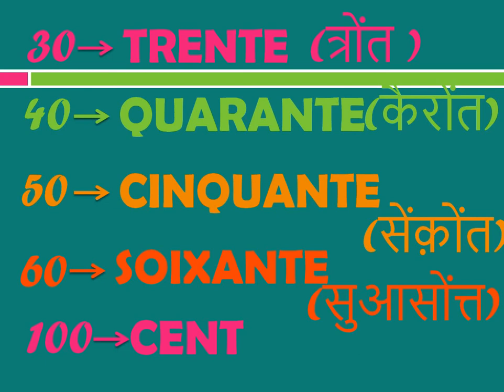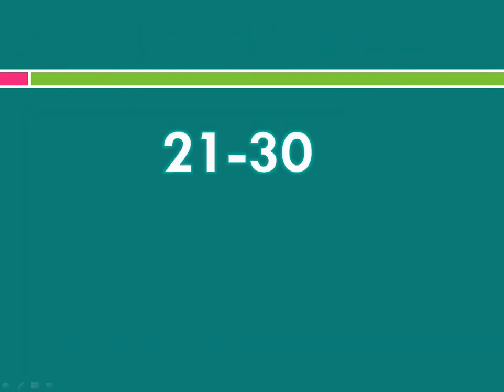Let's revise. 30 is trente, 40 quarante, 50 cinquante, 60 soixante, 100 cent. Let's see how we are forming 21 to 30. For forming 21 to 30, we need to keep in mind the number names from 1 to 9 and we are going to add those numbers with 20, that is vingt.